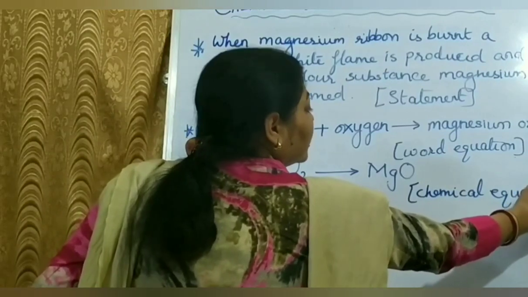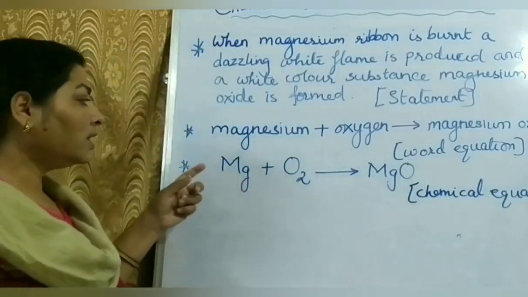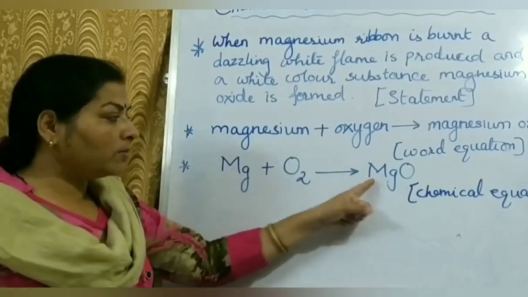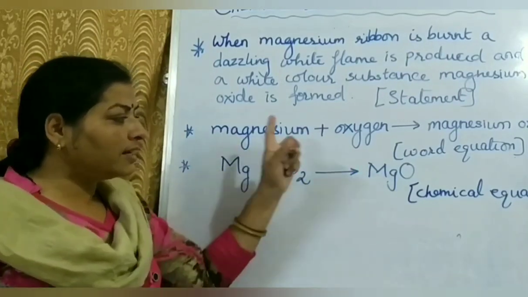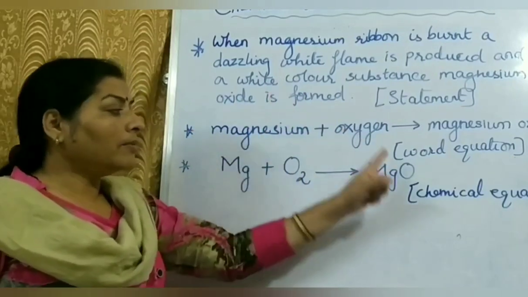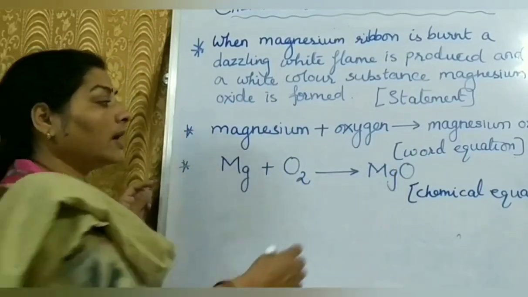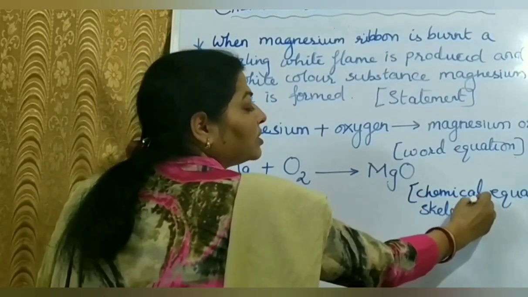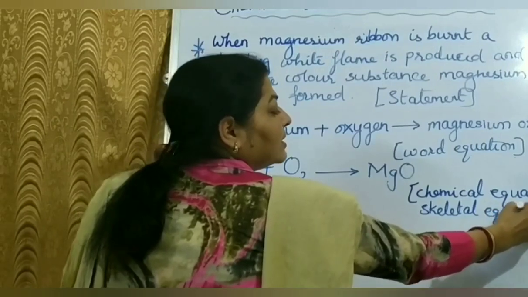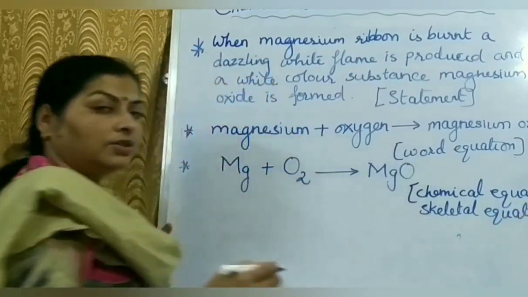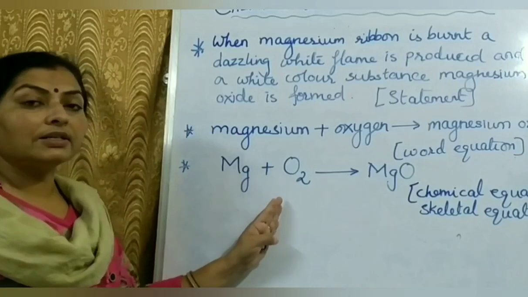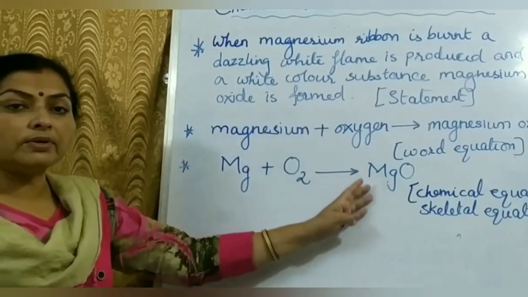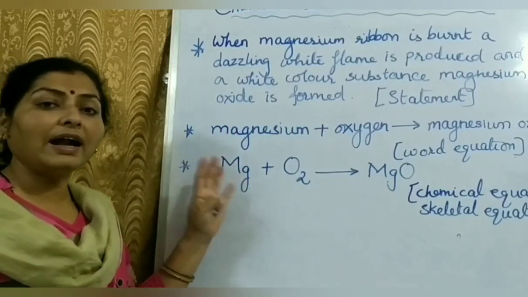Now if you have noticed, in this the number of atoms of all the elements are not the same. Magnesium is 1 on both sides, but oxygen on the left hand side, that is the reactant side, is 2, and on the product side is 1. So we can say this chemical equation is a skeletal equation. It is just representing the skeleton of a chemical reaction. So we need to balance it. Balancing means making every element on both sides equal in the number of atoms.